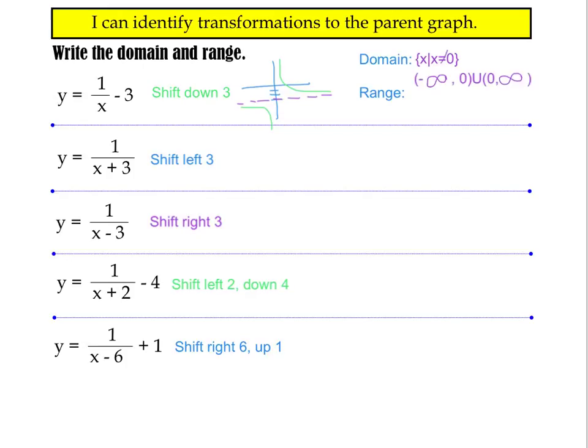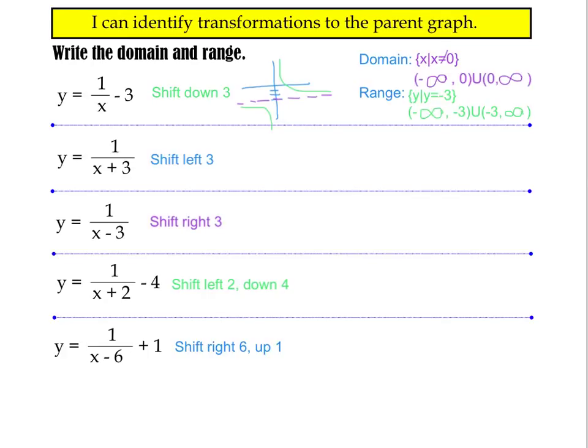So for writing the domain, the graph only shifted up or down. So the only thing that's going to change is that range value. So the domain still has that asymptote at 0 because it didn't shift left or right any. So the domain will be the same as the parent graph. All x's such that x cannot equal 0, or it'll go from negative infinity to 0, union with the interval from 0 to infinity.